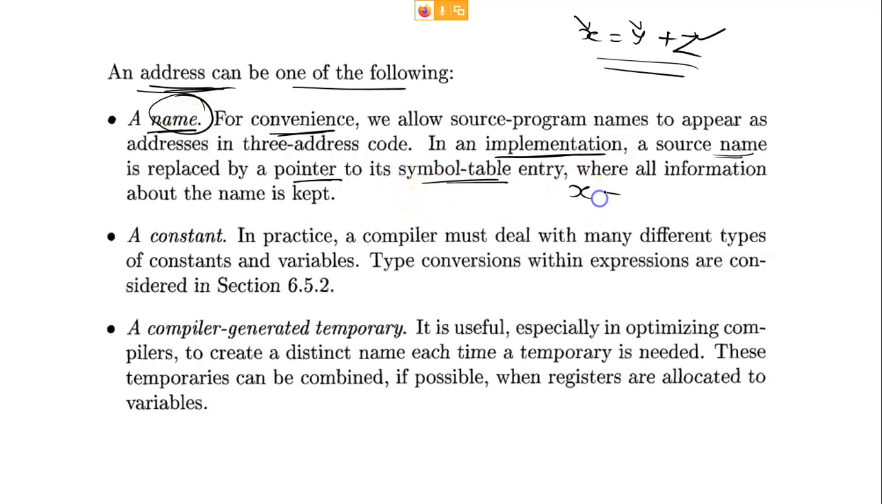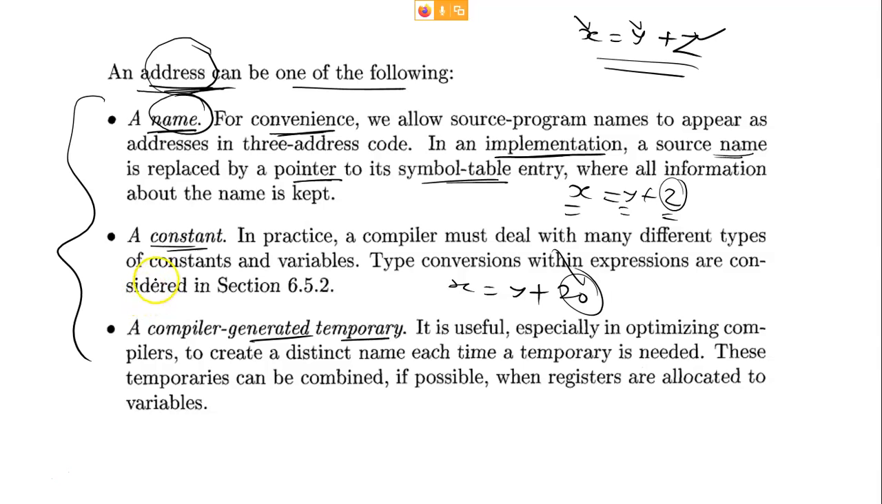Whenever we write this type of statement, these names are also addresses for us. So this is one address, this is another address, this is another address. A constant we also treat as an address. When you write a statement like x plus 20, this constant 20 is also treated as an address. Then we have compiler-generated temporary variables like t1, t2, and those are also addresses. So we have these three types of addresses in our 3 address code.